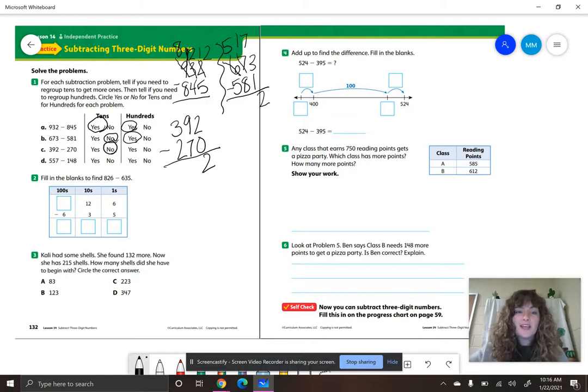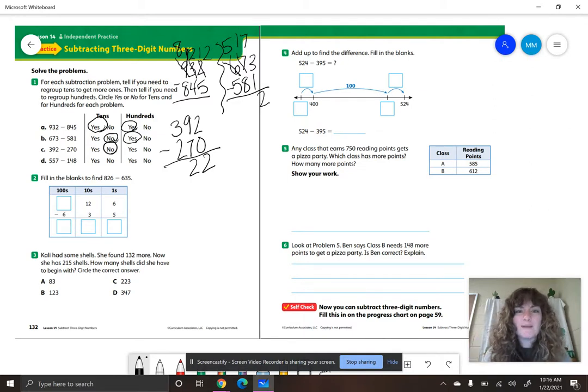Let's go to the tens place. In my whole, I have 9 tens. Can I take away 7? Yes. How many tens do we have left? 2. Did I have to regroup in the hundreds? Did I have to change 100 to 10 tens?